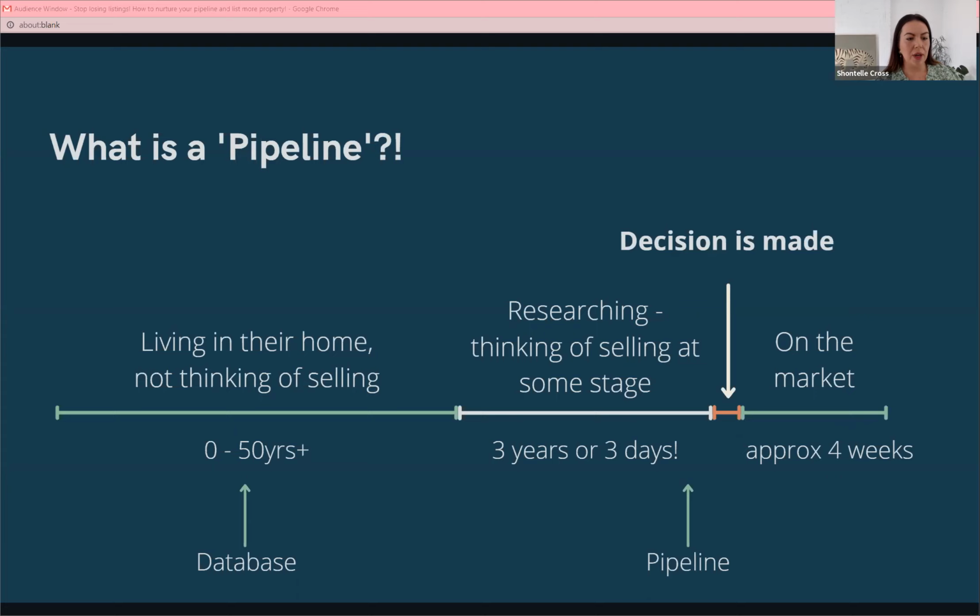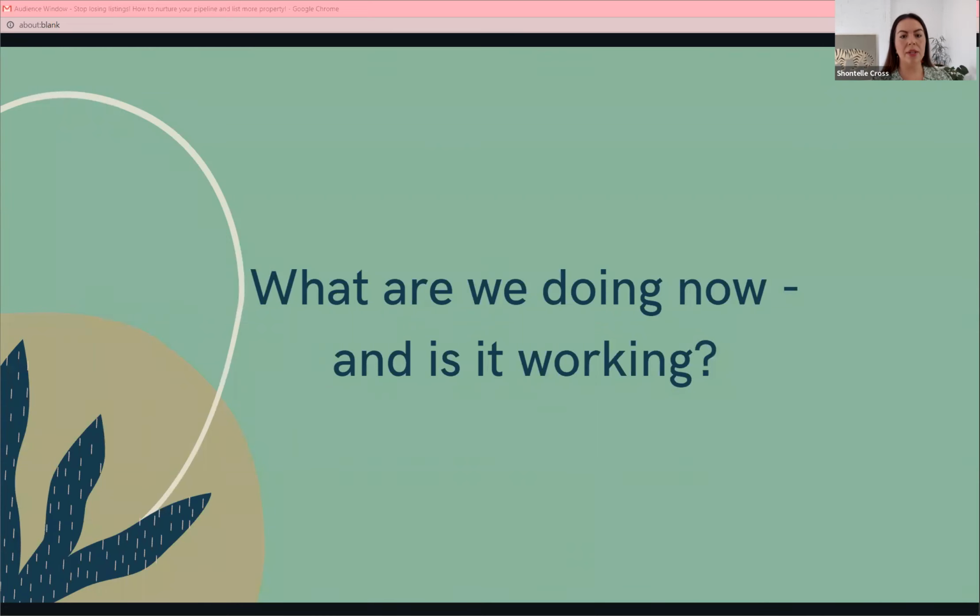So let's have a look at what we're doing now. And this is something that we see a lot of the time. And, to be honest, I know I've definitely been guilty of it during my time of being a salesperson. So what we do when we're out in the marketplace, we come across a client that's indicated that they are potentially thinking of coming to market.